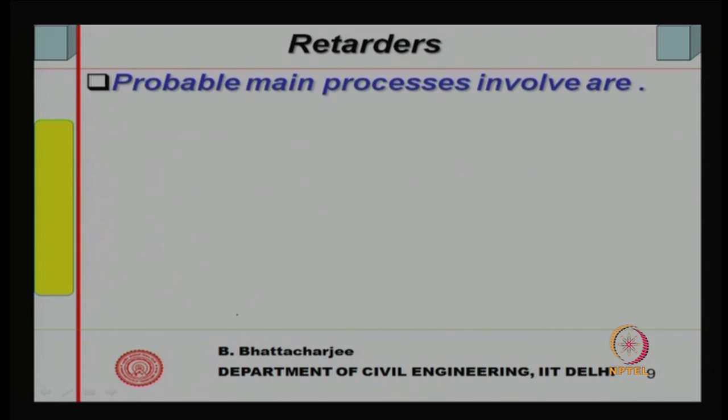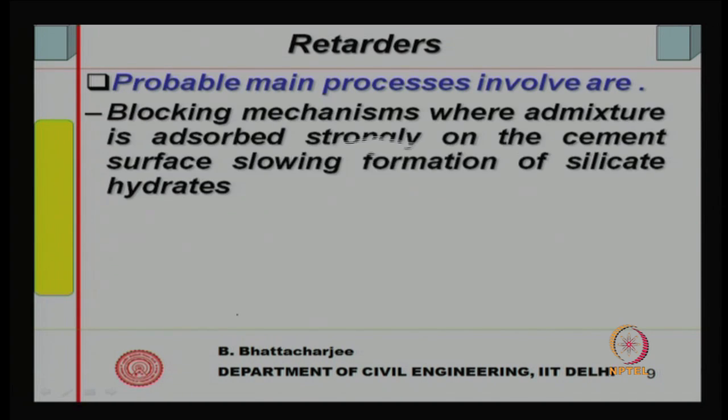The retarders, the processes involved or the mechanisms, if you look at it, are blocking mechanisms, where the admixture is adsorbed strongly on the cement surface and slows down the formation of silicate hydrates. So, basically they can be adsorbed onto the cement surface, and therefore formation of silicate hydrates is slowed down, because they are adsorbed on the surface strongly.